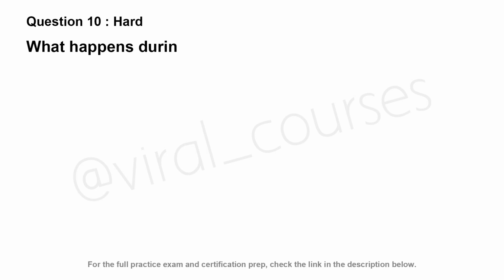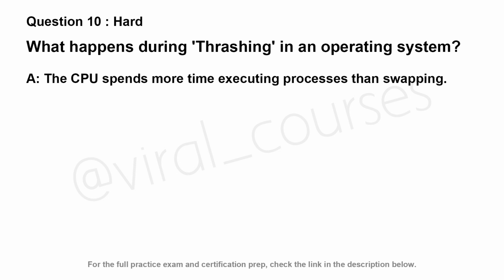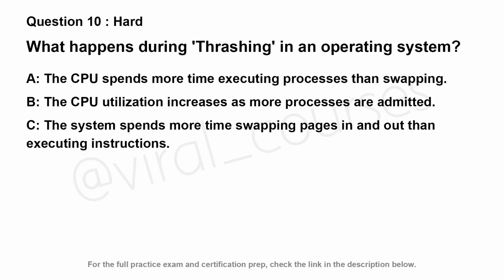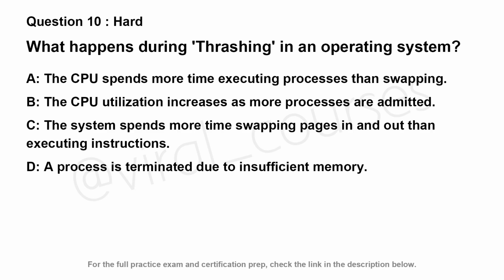What happens during thrashing in an operating system? Option A. The CPU spends more time executing processes than swapping. Option B. The CPU utilization increases as more processes are admitted. Option C. The system spends more time swapping pages in and out than executing instructions. Option D. A process is terminated due to insufficient memory.